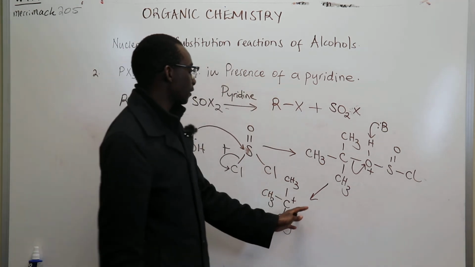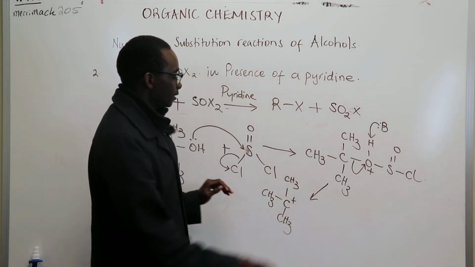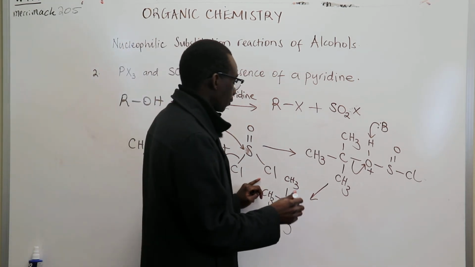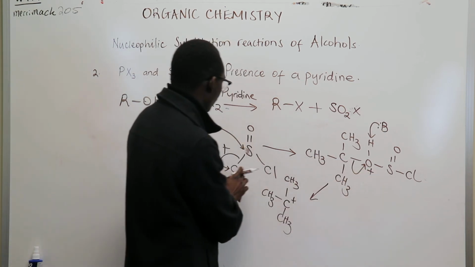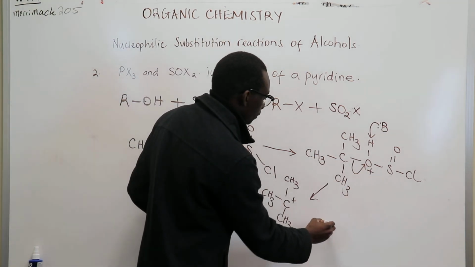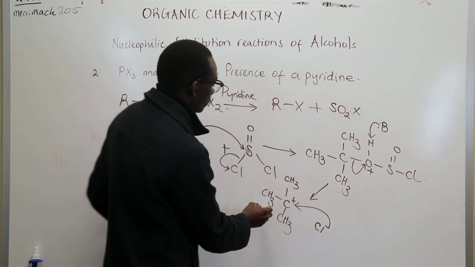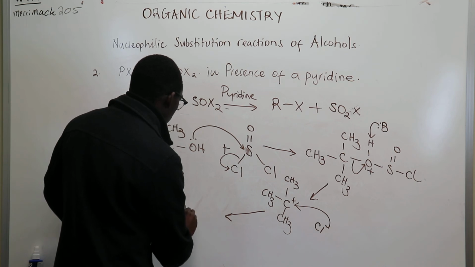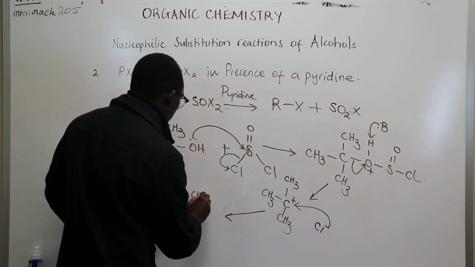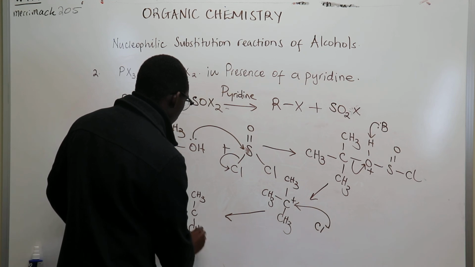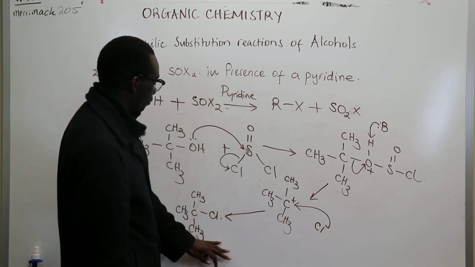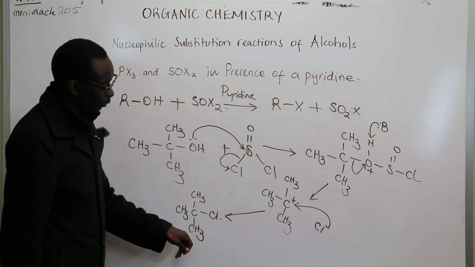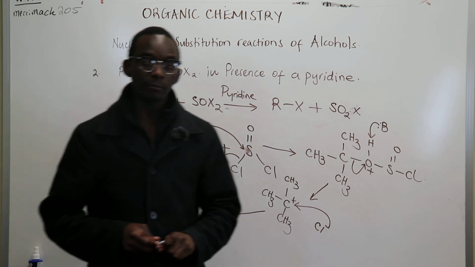So now, since this is a stable tertiary carbocation, it can stand on its own, unlike the ones we've been seeing in primary. So therefore, this is when the chloride ion, the one that broke off, attacks this carbon and then forms our major product as CH3CCl(CH3)2. So this will be our major product, which is 2-chloro-2-methylpropane.